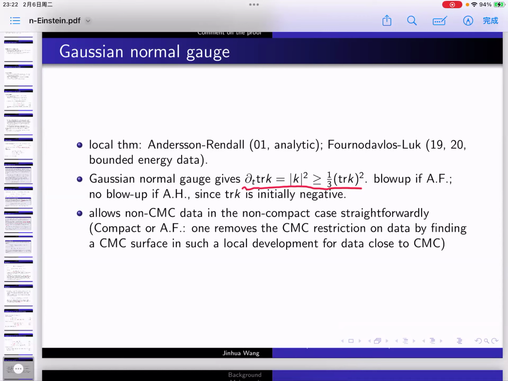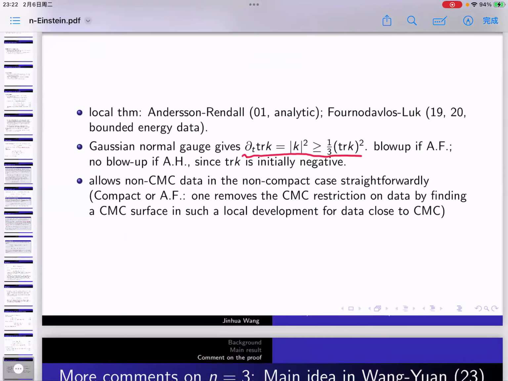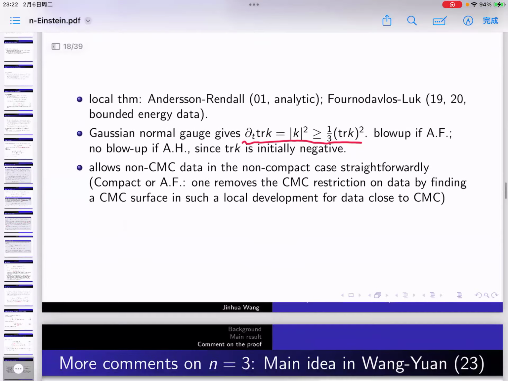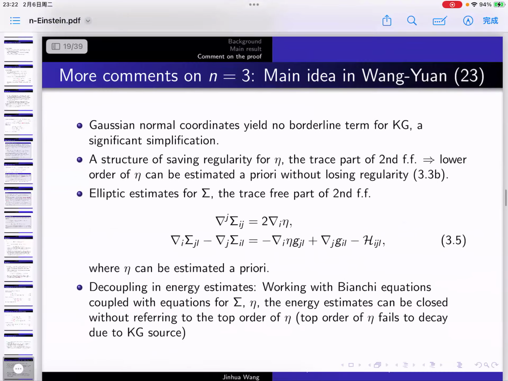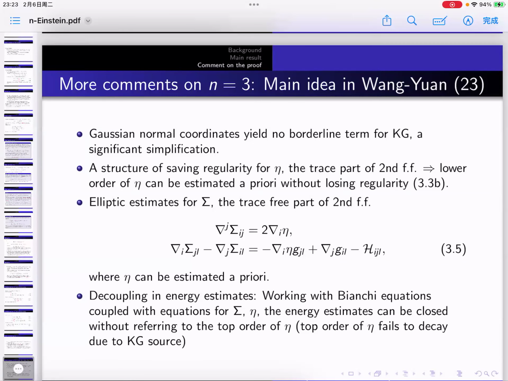There's another benefit for this gauge because it allows non-CMC data straightforwardly. Otherwise, if we were in the CMC gauge, we would need to remove this CMC restriction on data by finding a CMC surface in the local development for data close to CMC, and this is a different story. I will talk about some main ideas in the lower dimensional case.